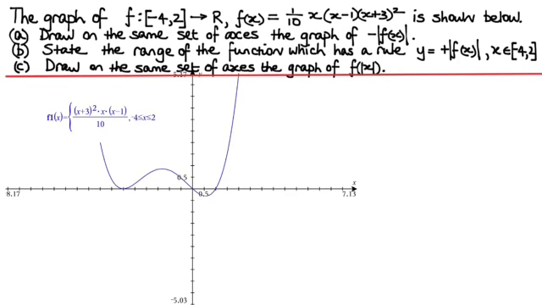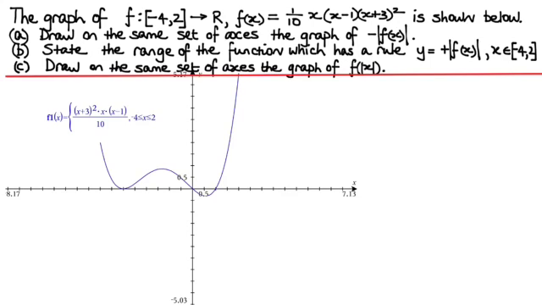Now this question is a graph question using modulus or absolute value. The graph of a function such that x from -4 to +2 inclusive maps to the real values, where f of x is 1/10 of x into (x minus 1) times (x plus 3) all squared. So this is a quartic, guys.